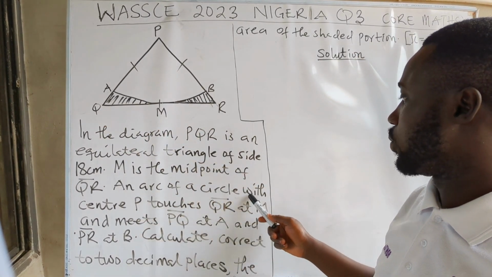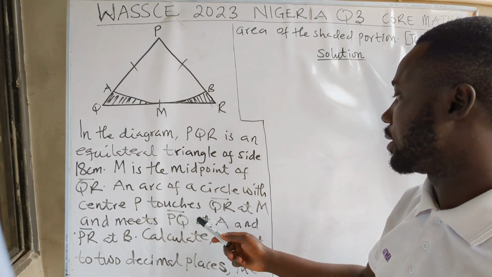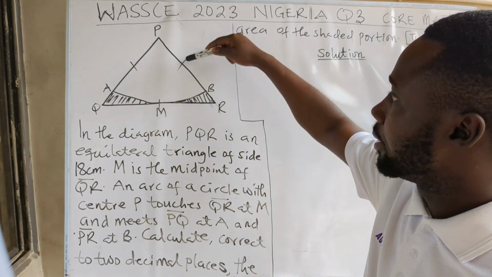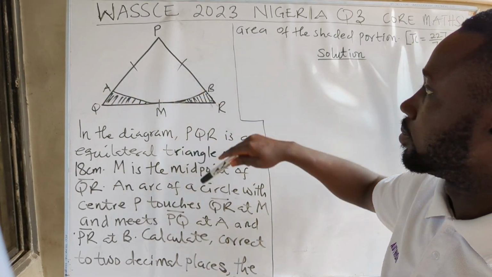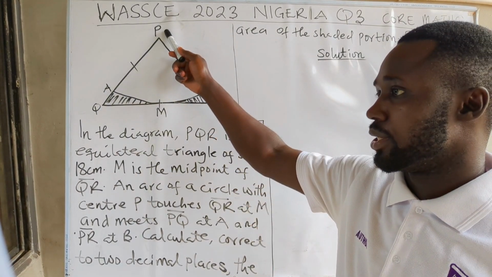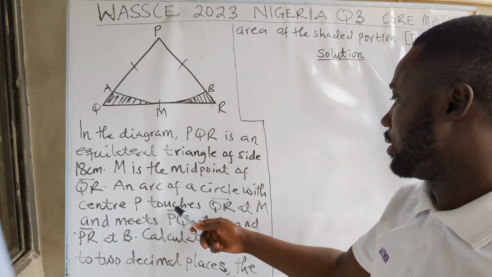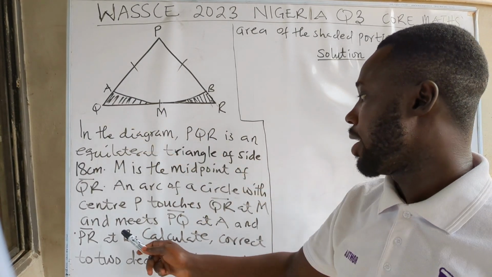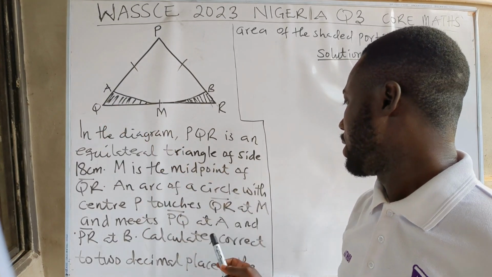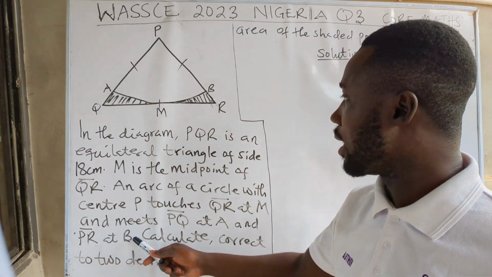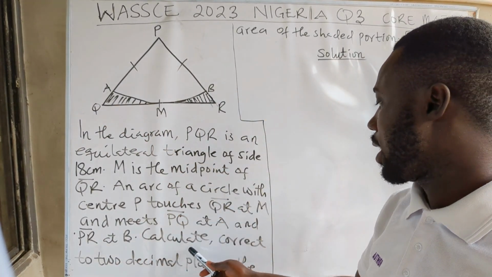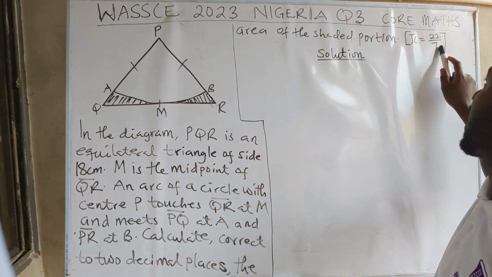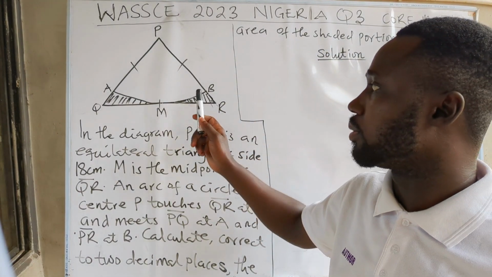An arc of a circle with center P touches QR at M. This is an arc. So the arc with center P touches QR at M, and meets PQ at A and PR at B. Calculate, correct to 2 decimal places, the area of the shaded portion. Pi is 22/7, so this is the shaded portion.